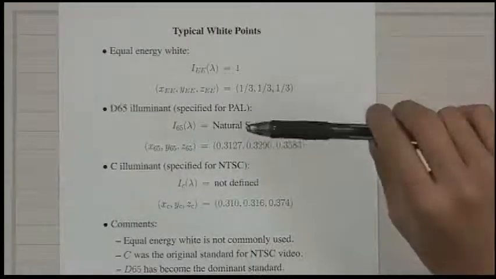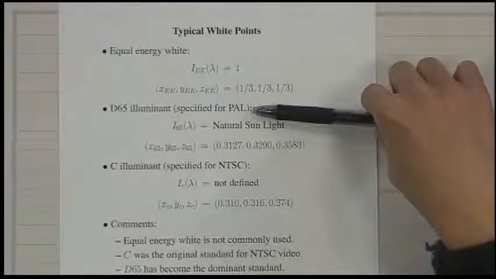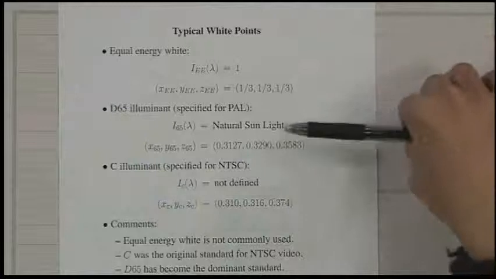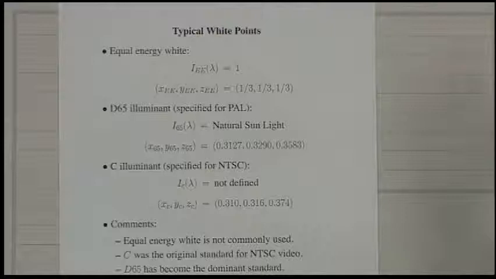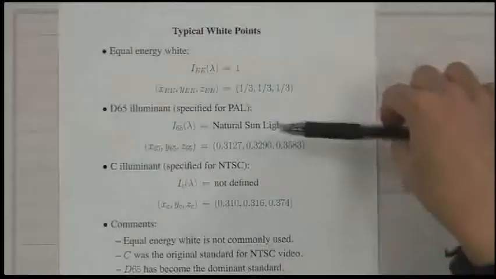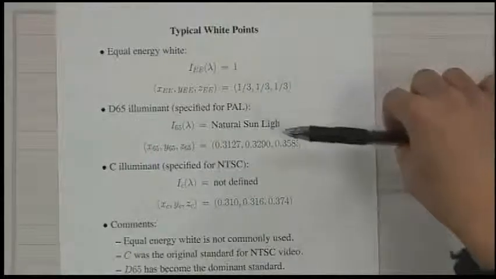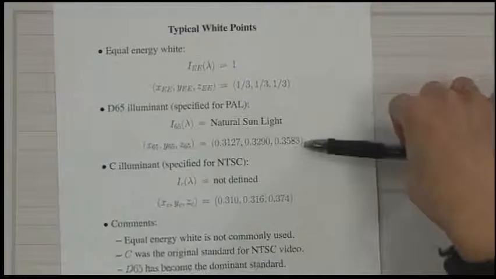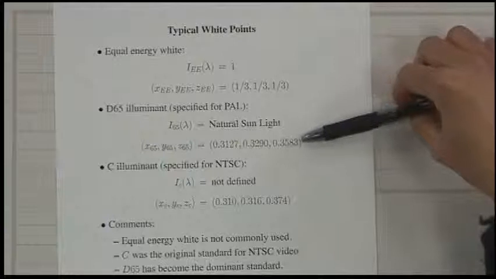The D65 illuminant is defined by a spectrum that, I think, some color scientists obtained by performing an experiment under natural sunlight, measuring the power spectrum over a range of wavelengths. They defined this power spectrum, and again, if you use the color matching functions of the CIE XYZ standard, you get the chromaticity 0.3127, 0.329, 0.3583.